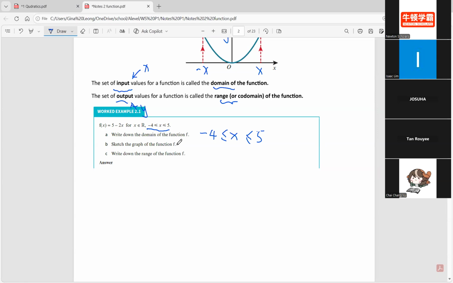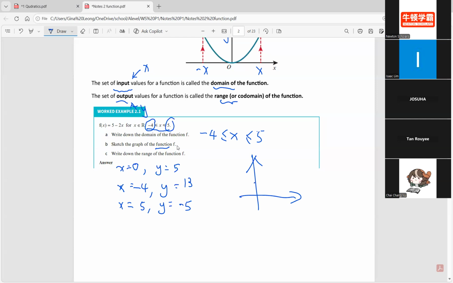Okay, he asked you to sketch the function. Because this one is a straight line, it is very easy for us to sketch. When x equals 0, your y is actually 5. Then we need to get the ends. When x equals -4, I put in, my y is 13. When x is 5, my y will be -5. You replace in now.